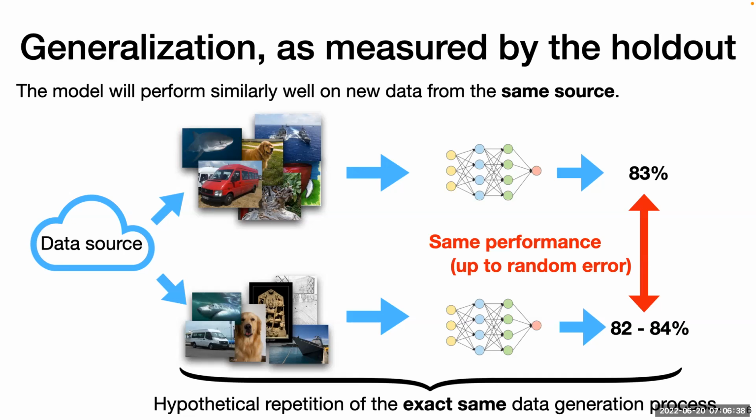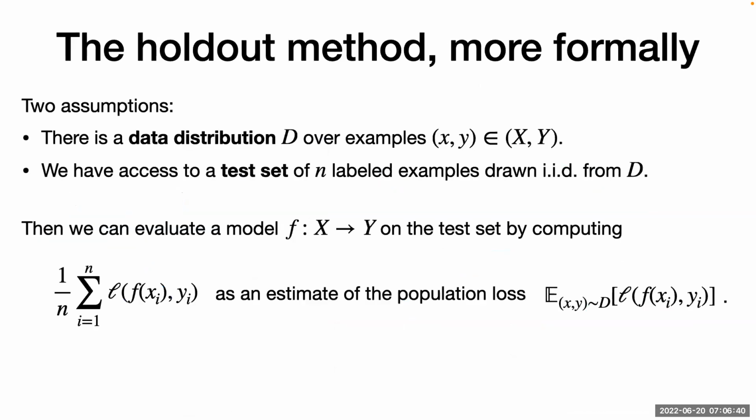Okay. So a little bit more formally, just to make sure we really nail this down, we make 2 assumptions when we use the holdout method. The first one is that there's a data distribution D over labeled examples (x, y). And then we don't have direct access to this distribution, in the sense that someone has given us the mathematical definition of this distribution. Instead, we have a set of samples drawn from this distribution, our test set, let's say n labeled examples drawn IID from this distribution.